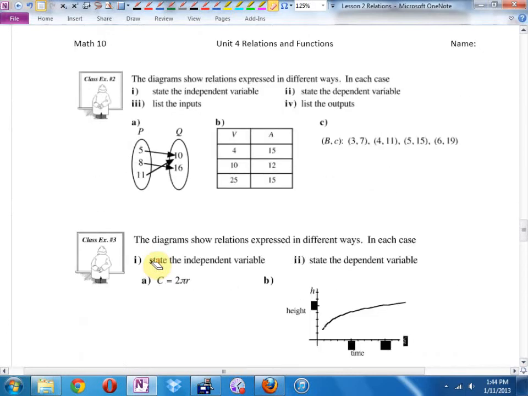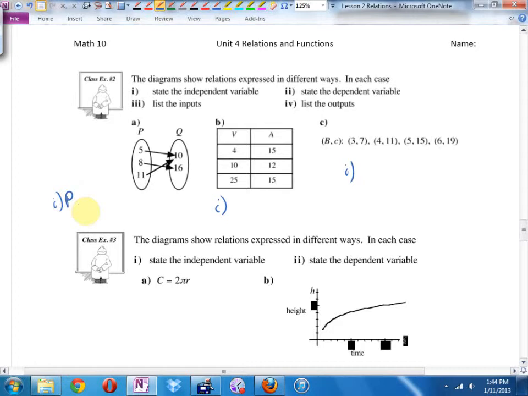Let's do something. Next page. It says the diagrams below show relations expressed in different ways. In each case, the first thing it wants us to do is to state the independent variable. So we can do that. What's the independent variable in part A? In this mapping diagram, what's the independent variable? P.